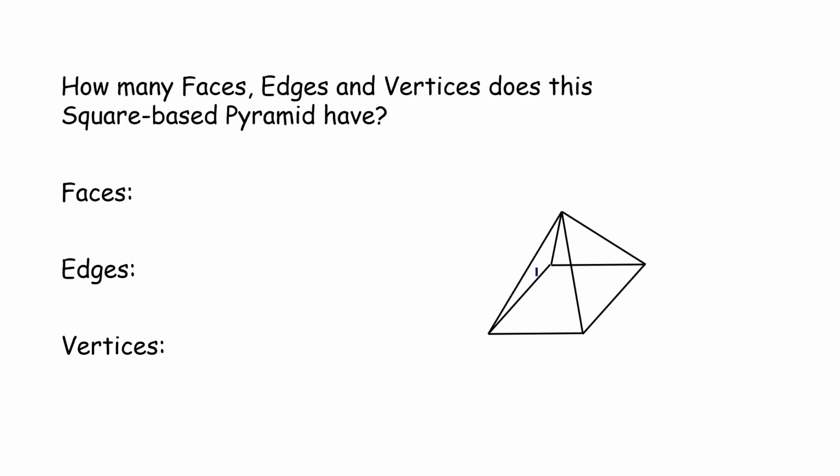So faces, you've got one on the bottom, that face on the bottom, the rectangle or square. I think it's a rectangle, probably square actually. So 1. You then got 2, 3, 4, 5. You then got the triangle, another one, another one, another one.